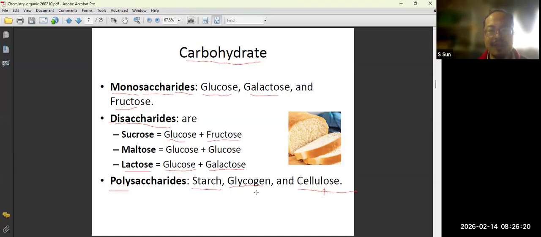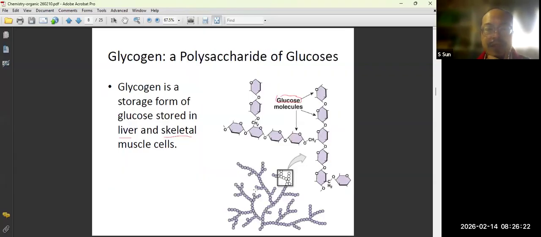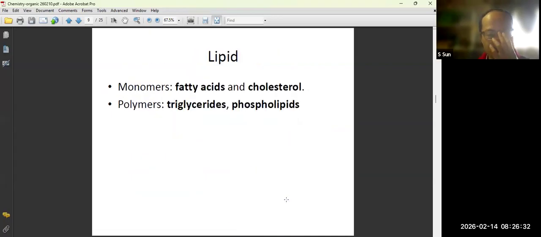All right. So here is a polysaccharide example I showed you earlier, carbohydrate. Here you can see the polymer. This single one is the monosaccharide, and this is the polysaccharide. So that's the carbohydrates. Let's take a break, and then we continue with the lipids.